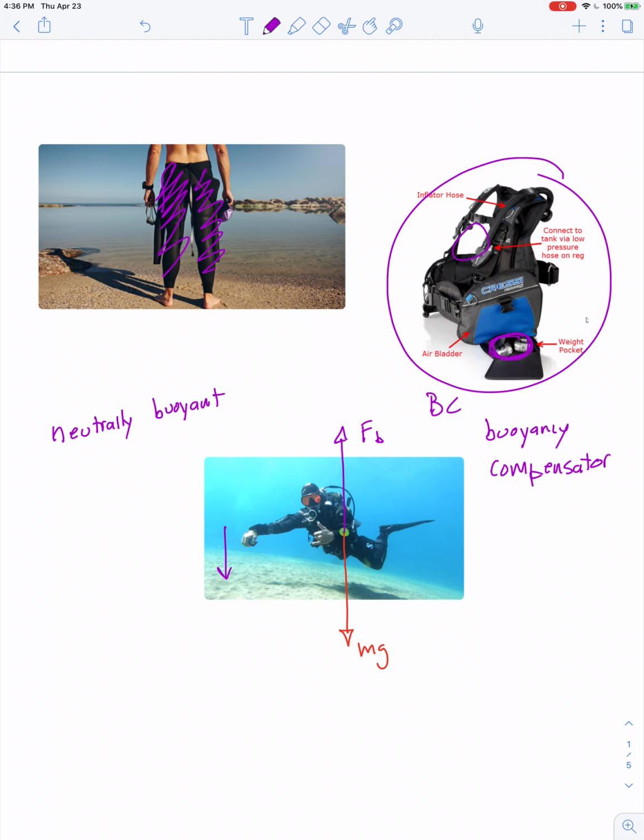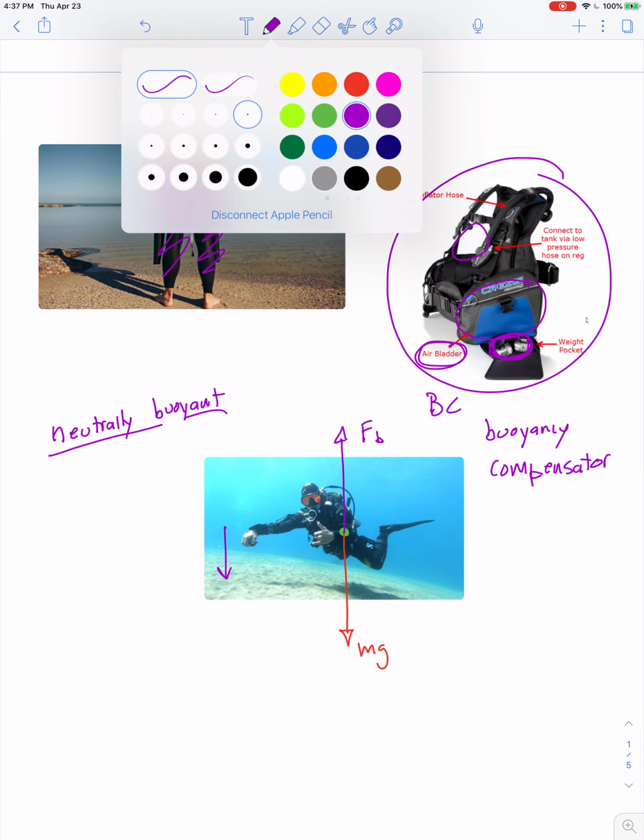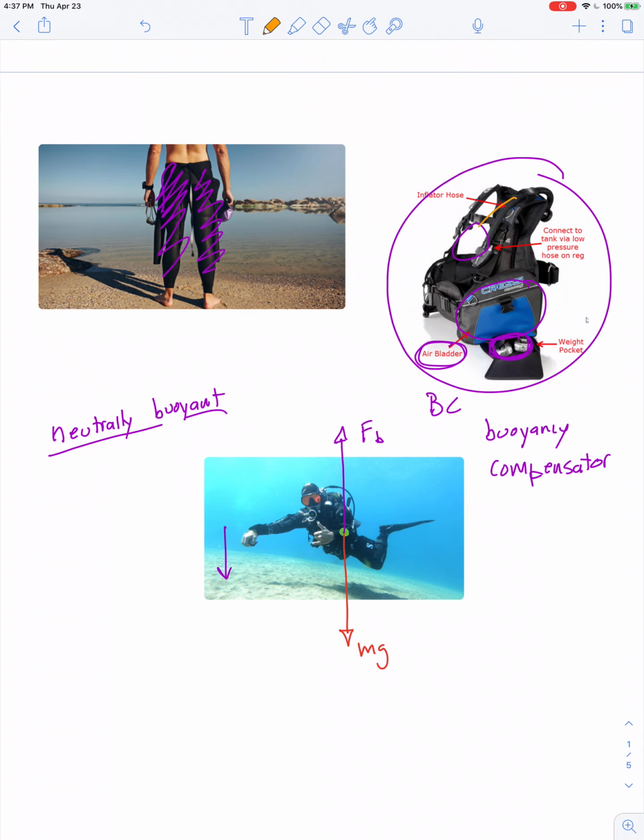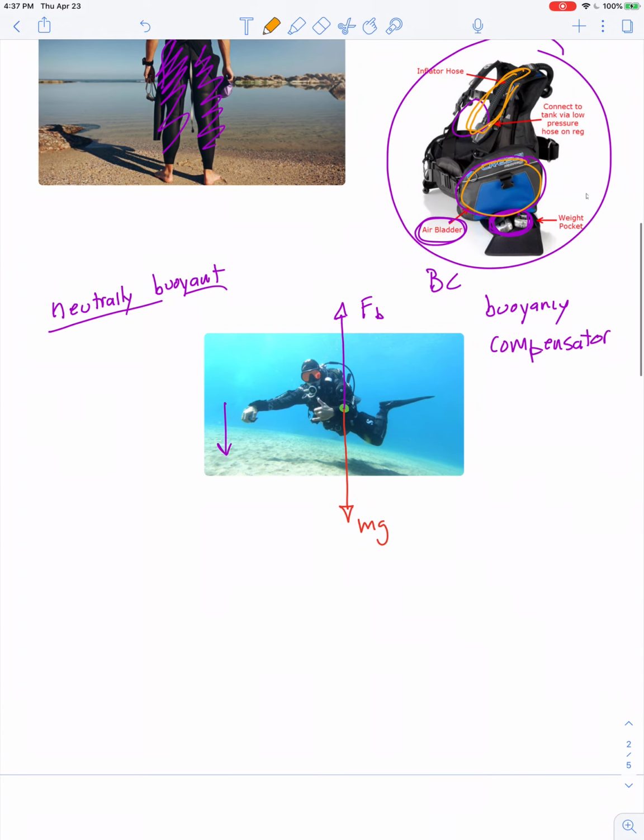So to help you either reach neutral buoyancy or rise to the surface, then along with the weight pocket, here's the key to it, there's an air bladder. And that air bladder connects by a hose to the same oxygen tank that you use to breathe from. And so when you press a button, you allow air to fill up this bladder. And so what does that change? Well, in this case, there's really no effective change in mg, right? Here the mass m is the mass of the person, the wetsuit, their fins, the tank. There's nothing effectively that's going to change.